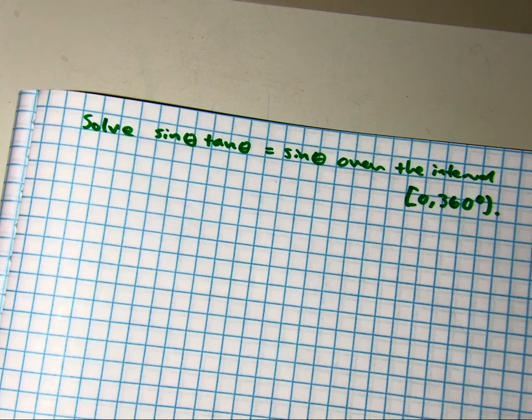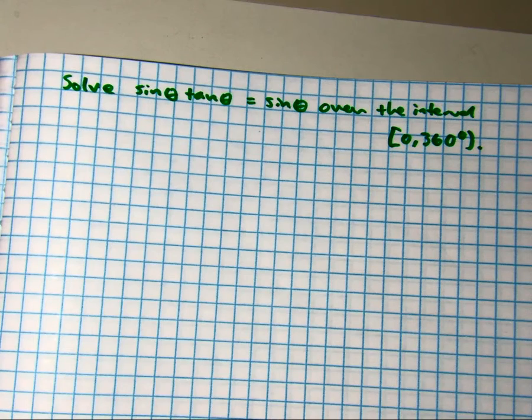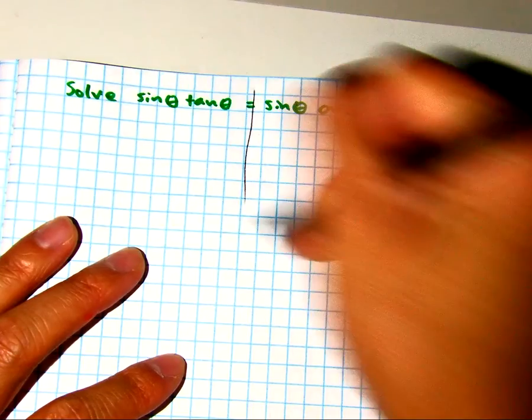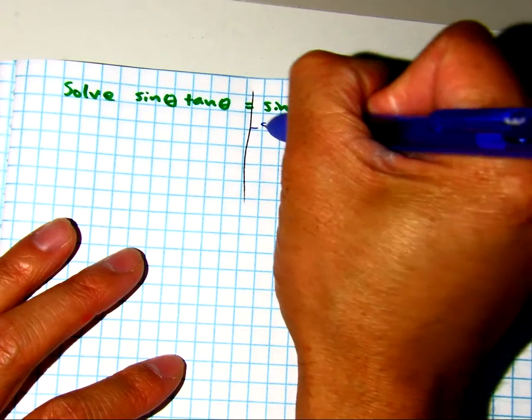Should we divide by sine on both sides? No. What will happen is that solutions would be eliminated. That would be bad. So based on your warm-up, what should we do first? We're going to subtract sine of theta.